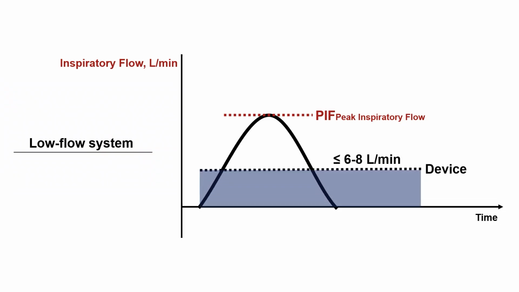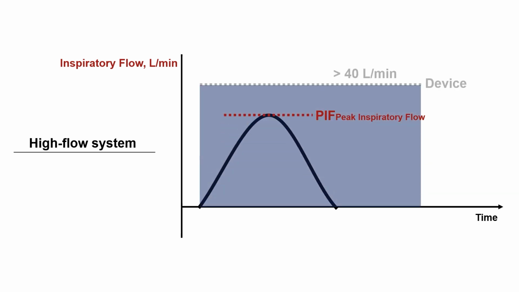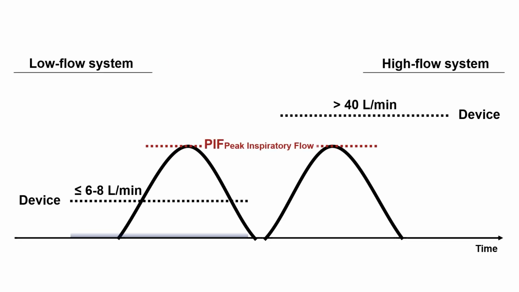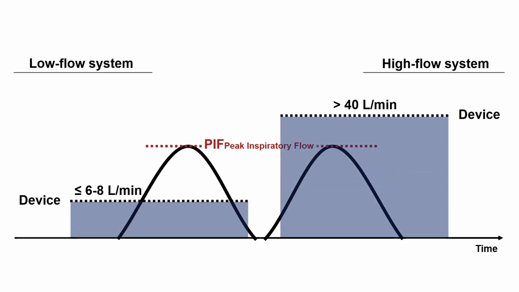The low-flow system is a system where the device supports a part of the peak inspiratory flow formed in the patient, typically supplying less than 6 to 8 liters per minute. On the other hand, the high-flow system is a system where the device supports oxygen with a flow rate much higher than the patient's peak inspiratory flow, typically supplying more than 40 liters per minute. To sum up and compare, low-flow and high-flow systems have these differences.